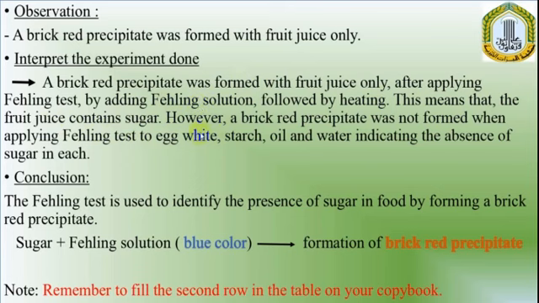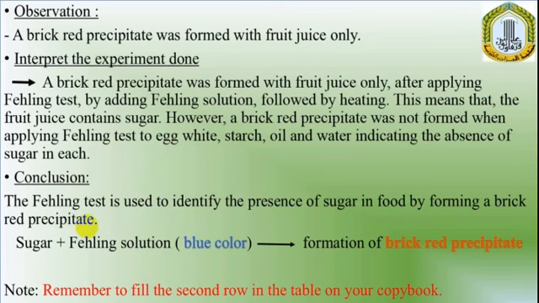However, no brick red precipitate was formed when applying Fehling test to egg white, starch, oil, and water, indicating the absence of sugar in each. As a conclusion, you have to keep in mind that Fehling test is used to identify the presence of sugar in food, forming a brick red precipitate, which is the positive result of Fehling test, indicating the presence of sugar in the food we are consuming.